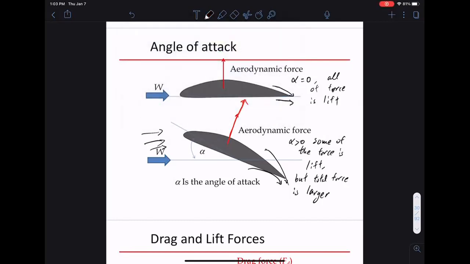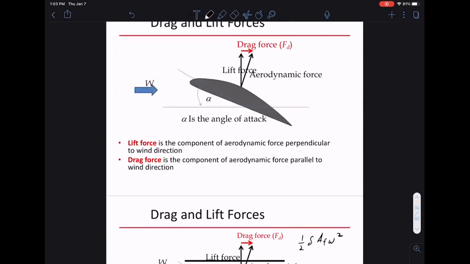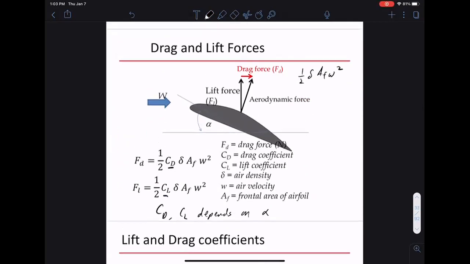Yeah, so this is similar to airplanes. You change the angle of attack for an airplane, you change the total force. So for us, we'll summarize this as basically two coefficients that depend on alpha. We will not compute those coefficients in any first principle way.